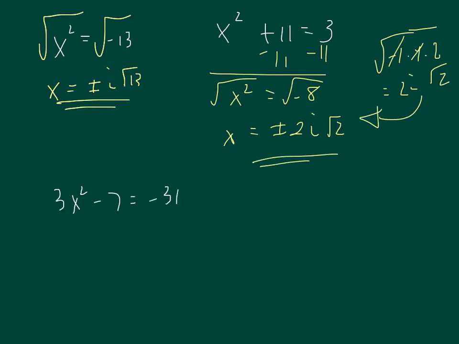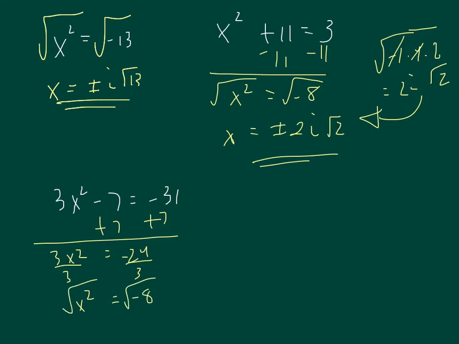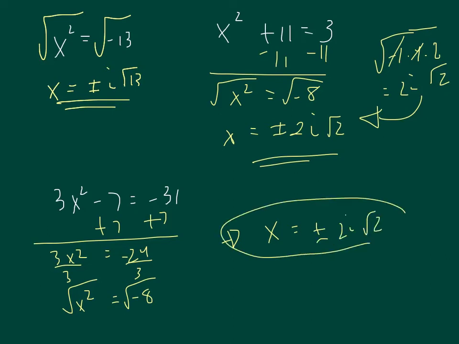3x squared minus 7, so what are we going to do? Add the 7, add the 7, you get 3x squared equals 24, divided by 3, divided by 3, x squared equals, whoops, that was a negative 24, negative 8. Take the square root, and we've already taken the square root of negative 8, so it's the same problem here. This is still plus or minus 2i radical 2. I saw it from taking the square root of negative 8 there.